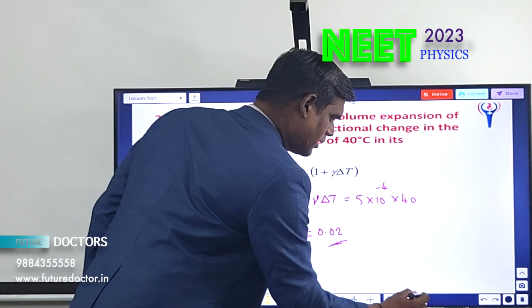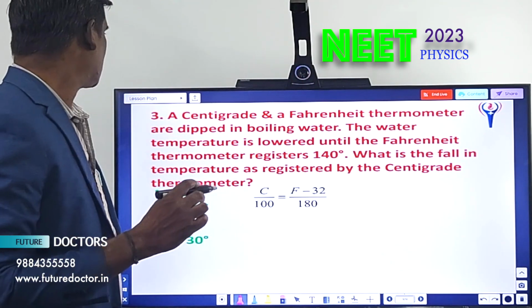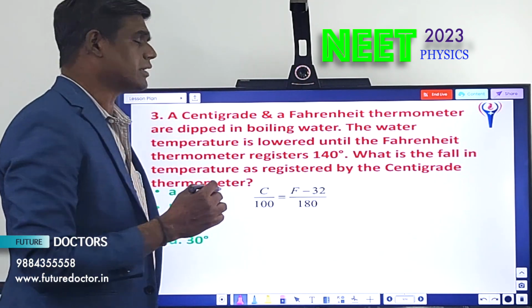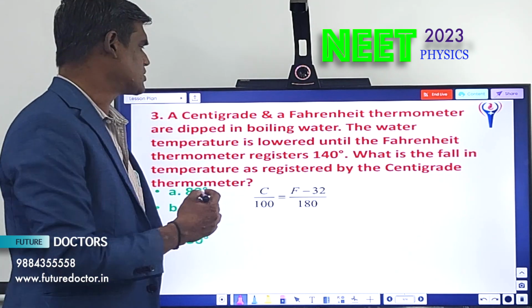Let's move to question number 3. A centigrade and Fahrenheit thermometer are dipped in boiling water. The water temperature is lowered until the Fahrenheit thermometer registers 140 degrees Fahrenheit. What is the fall in temperature as registered by centigrade?